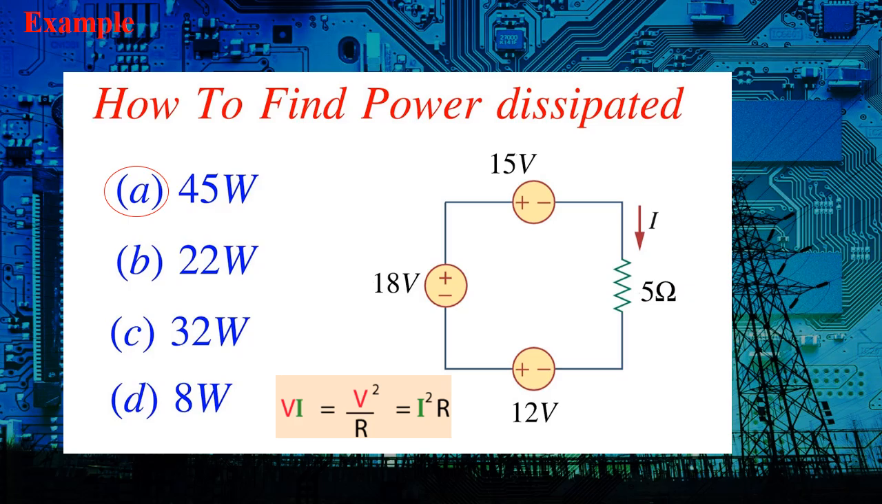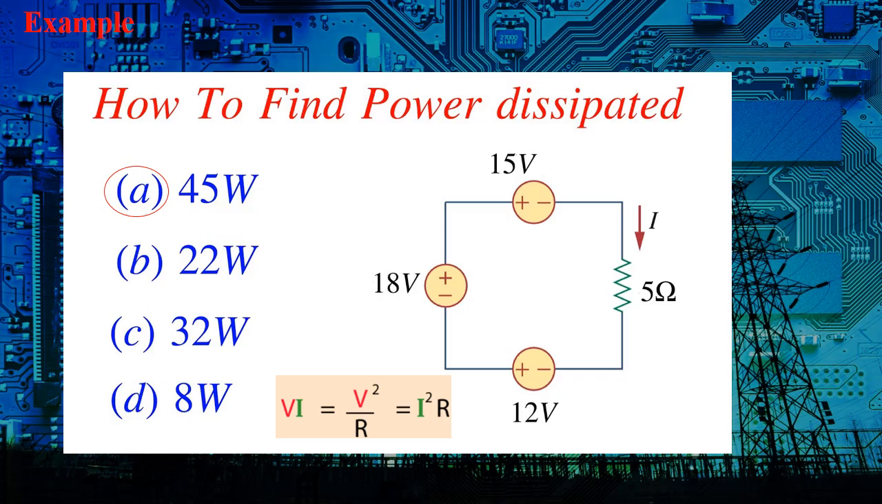That 12 volts and 18 volts there, they are in the same direction, meaning their polarities are in series. So when you add them up, you have 30. That 15 volts is opposing these two voltage sources, 18 and 12 volts. So you are going to subtract it. 30 minus 15 is 15 volts, which is the total supply in the circuit.